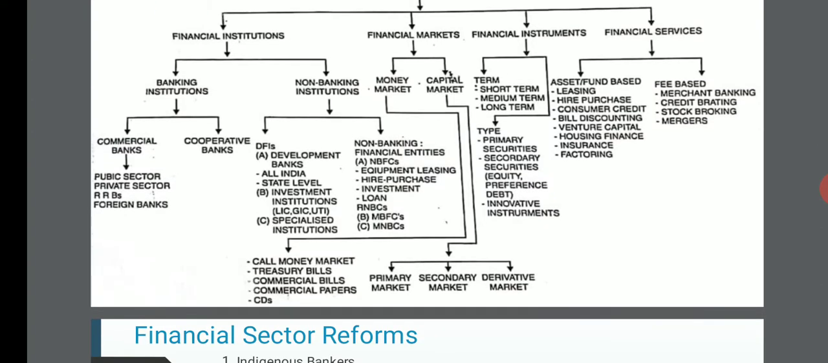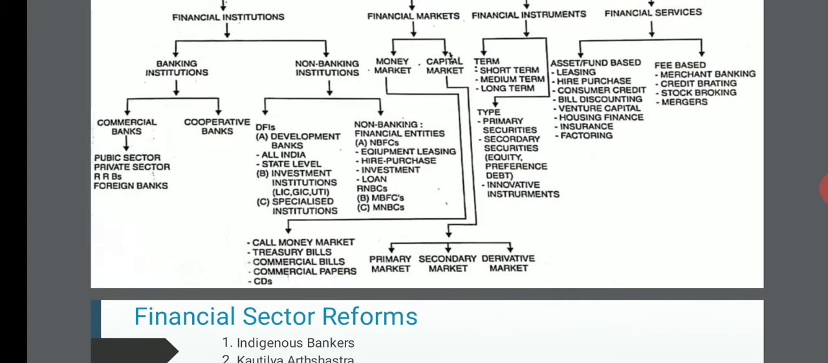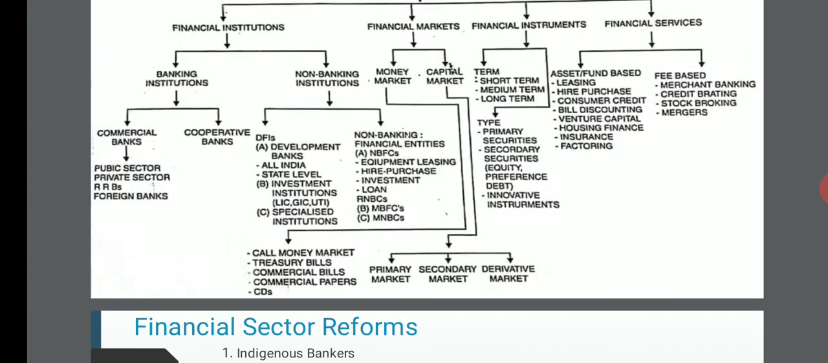Then we have got investment institutions like LIC, GIC, UTI: Life Insurance Corporation, General Insurance Corporation, and Unit Trust of India Limited. Unit Trust, UTI, is the first mutual fund company in India. Then we have some specialized institutions as well, which take care of some specialized sectors, like IDBI, Industrial Development Bank of India. Then we have got HDFC. We had HDFC before this, which was known as Housing Development Finance Corporation.